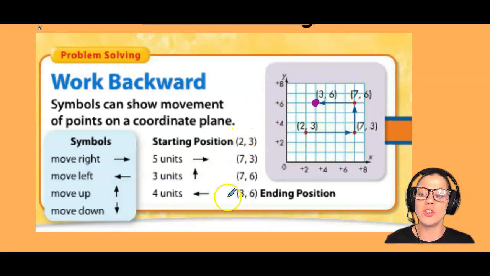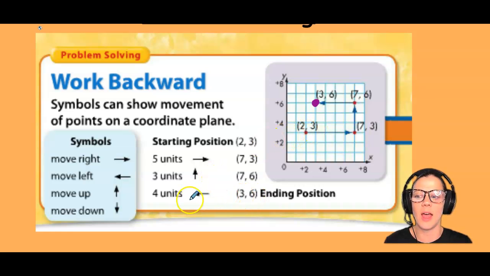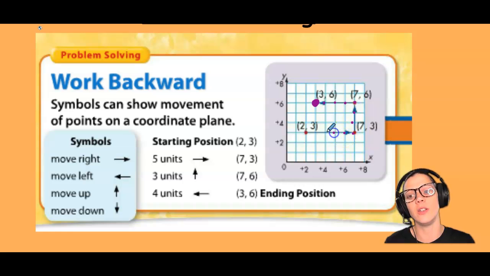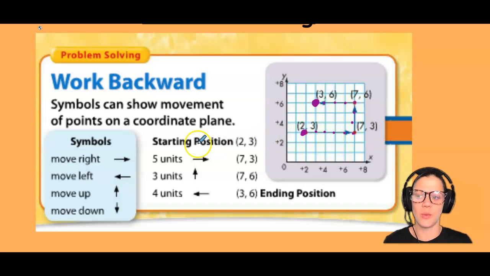It showed that in order to get to my ending position I had to move left, which means if I'm going backwards, I would go the opposite, which would be right. It said that I had to move left 4 units, so I'm going to go right 4 units. 1, 2, 3, 4. Then it said I had to go up 3, so I would go down 3. 1, 2, 3. And then right 5, so I would go left 5. 1, 2, 3, 4, 5. And I would end up at 2, 3.